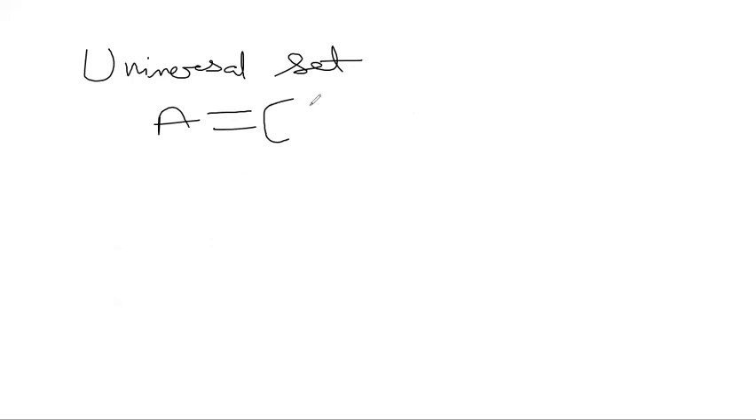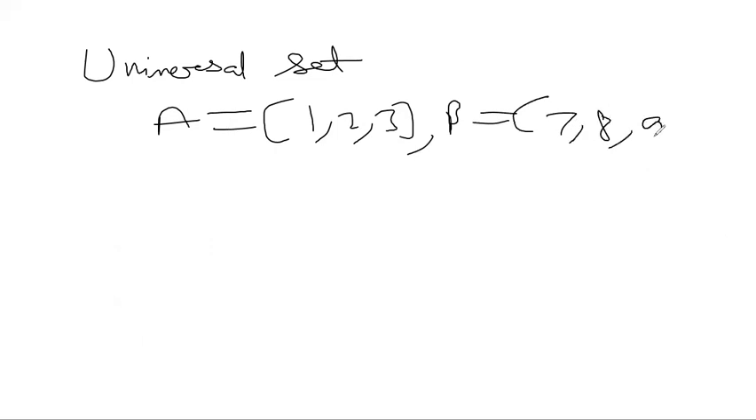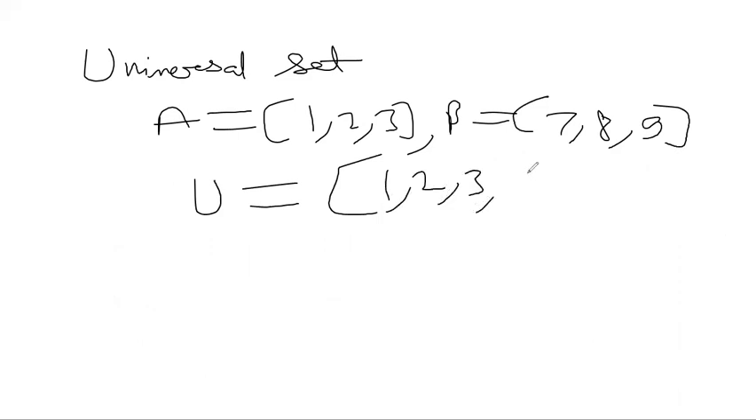Now, what is a universal set? Universal means bigger, isn't it? If you are taking subset A equal to {1, 2, 3}, and let us say B equal to {7, 8, 9}, then what is the universal set? The universal set will contain all the elements we are talking about, like 1, 2, 3, 7, 8, 9. This is called the universal set. You have to remember this also.